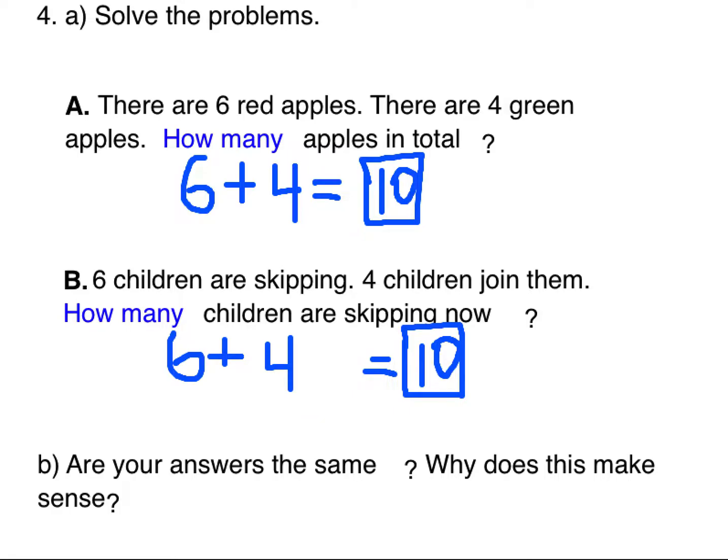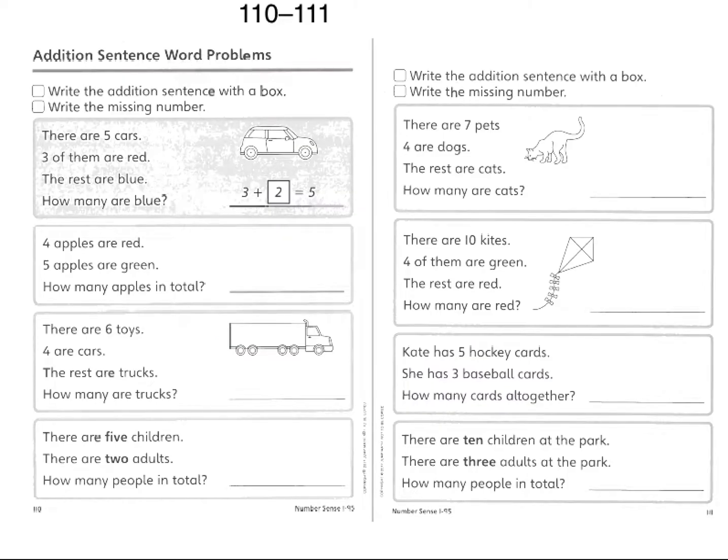Why are the answers the same? Because they're asking the same thing. You're starting with 6 and you're adding 4, which means you're going to end up with 10. So you are going to need to make number sentences. You're going to need to draw a box for one of the numbers you don't know. It's either going to be a part or it's going to be the total.